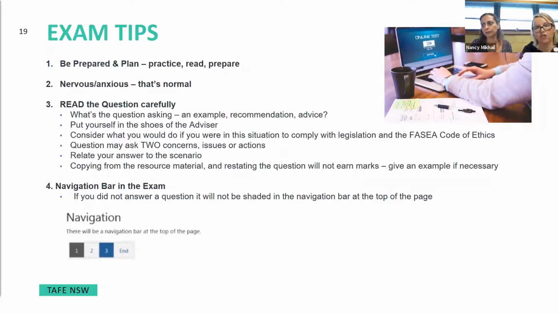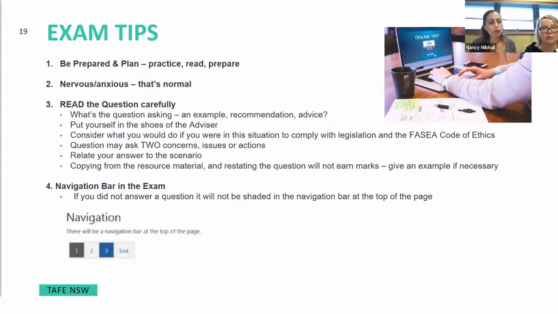And don't think you can trick the markers either by rewriting the question as the answer. That's always really obvious when we get students who you can tell don't actually know the answer because they've just rewritten the question. So try not to do that. Actually come up with an example and demonstrate that you understand the practical application of what the question is asking you.